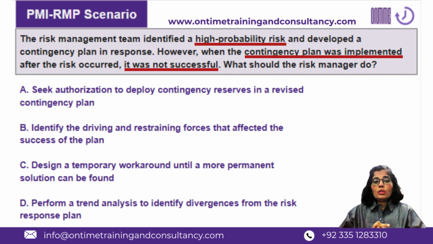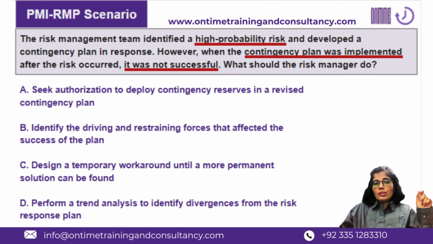Option A, seek authorization to deploy contingency reserve in a revised contingency plan. Option B, identify the driving and restraining forces that affected the success of the plan. Option C, design a temporary workaround until a more permanent solution can be found. And option D, perform a trend analysis to identify divergences from the risk response plan.